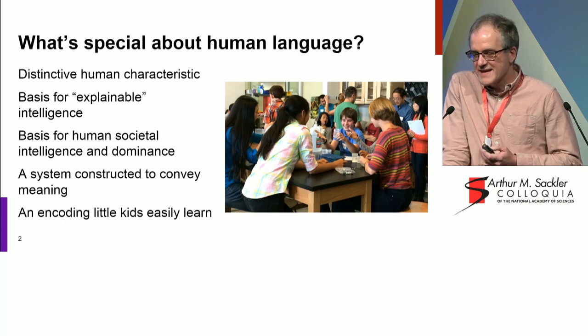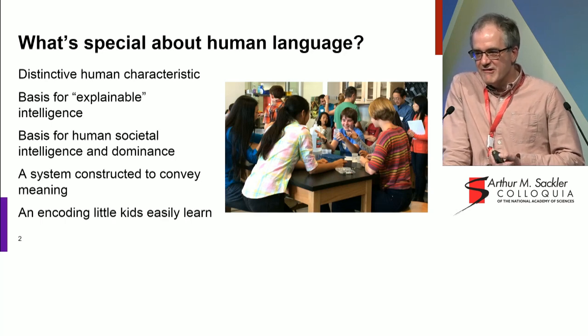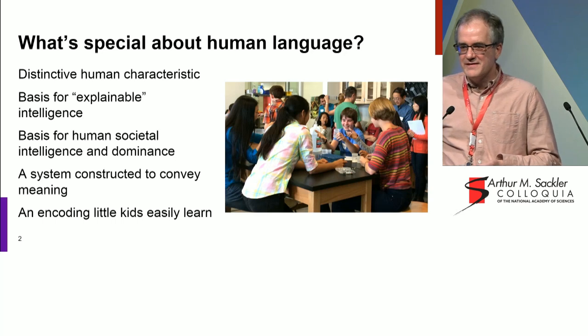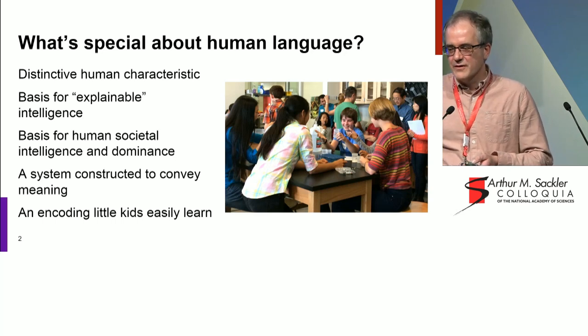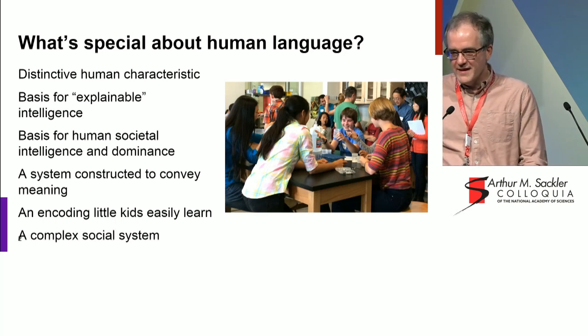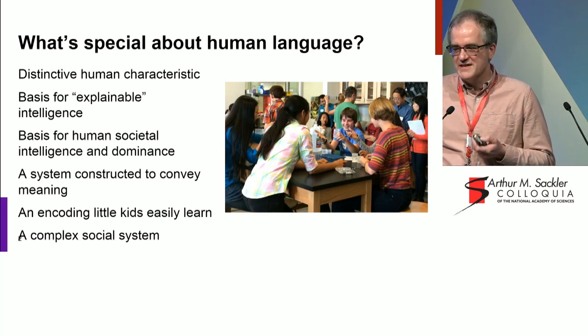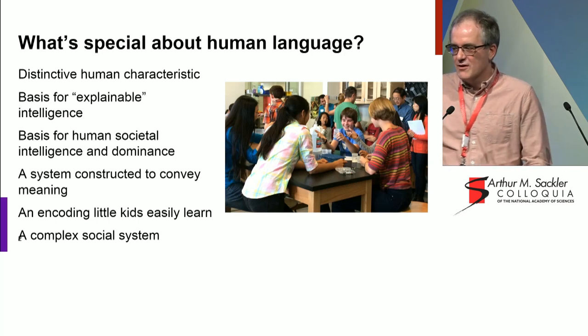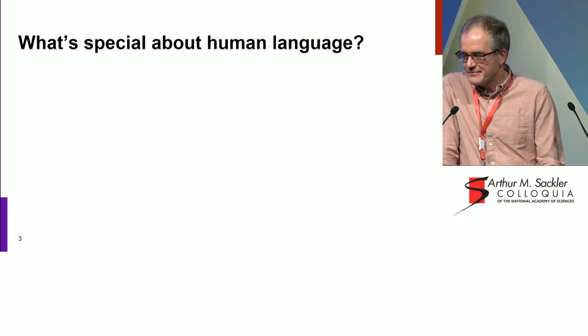And we've managed to come up with this encoding that very little kids can learn, so that even while their cognitive abilities aren't that advanced, they can amazingly quickly acquire this difficult natural language. And finally, language is part of a very complex social system. Our own motivations to acquire and comprehend language are interacting in this complex social system.